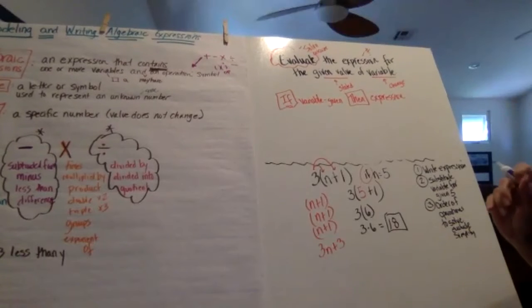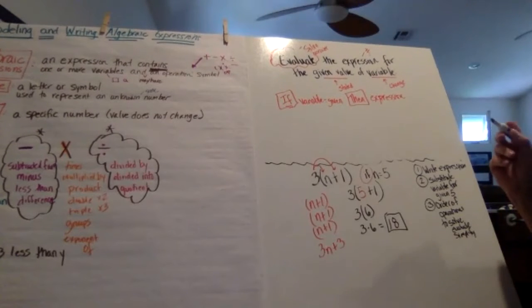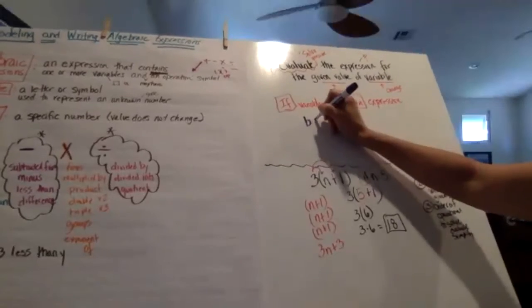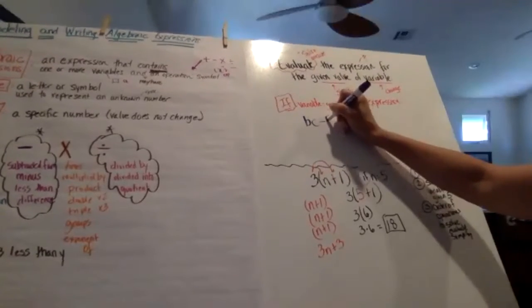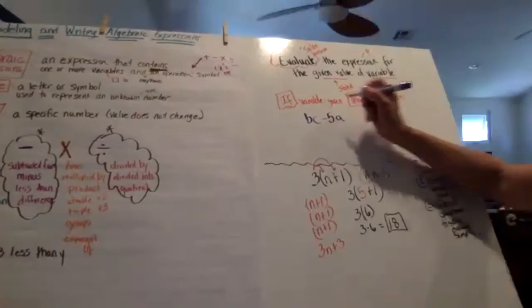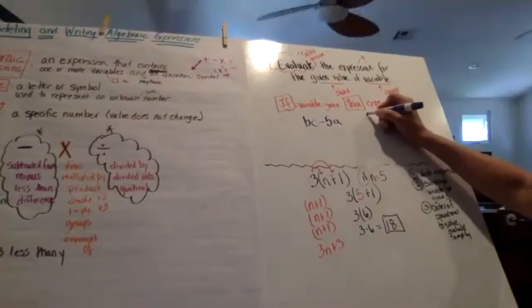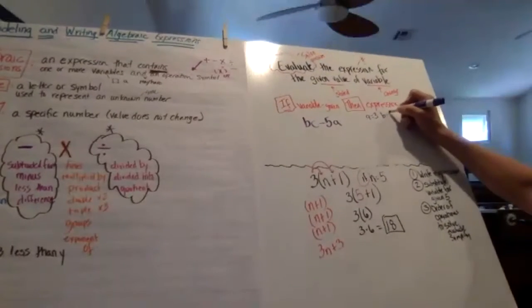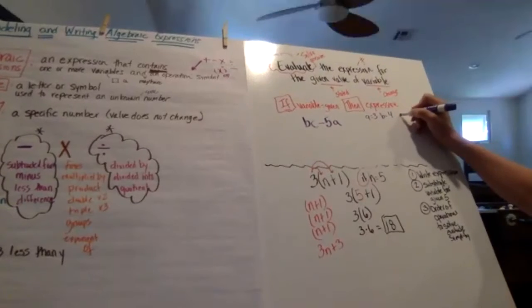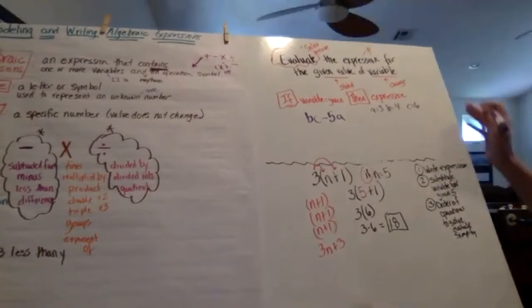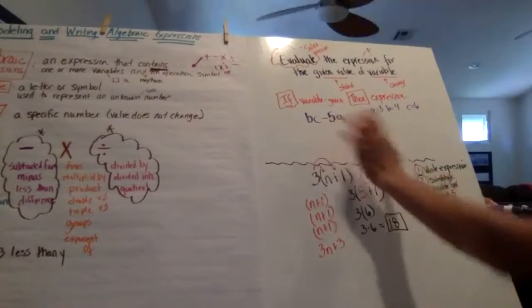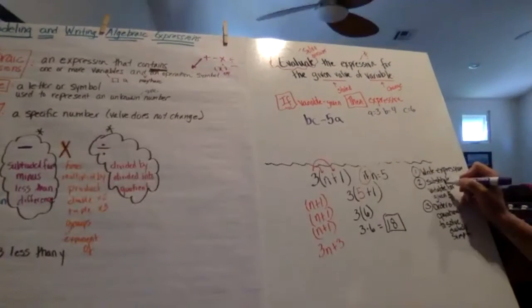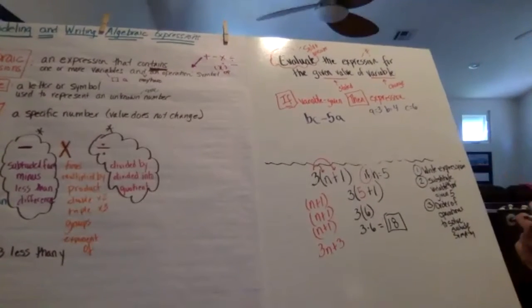Sometimes they have 3 variables, like one of the problems that you have here, where we have BC minus 5A, and they said to evaluate it where A is 3, B is 4, and C is 6. Okay, first step, I wrote the expression. Next one, I'm going to substitute the variables for the given value.